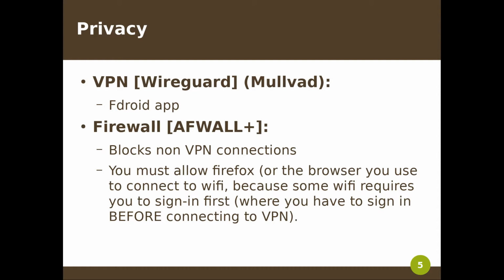But whatever. The WireGuard app is basically like a VPN, but it uses the WireGuard protocol, so it's a different type of VPN. But it's a better type of VPN, so get that installed. Also, for a firewall, get AFWall+, I think it's called. It's on the Android store. You can block non-VPN connections, but you have to allow your browser to connect to Wi-Fi networks to set it up.